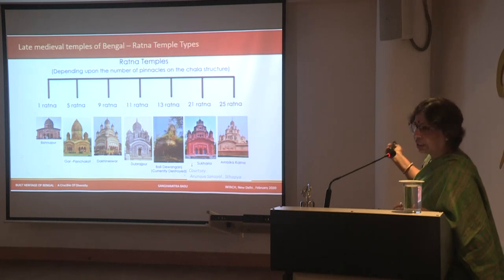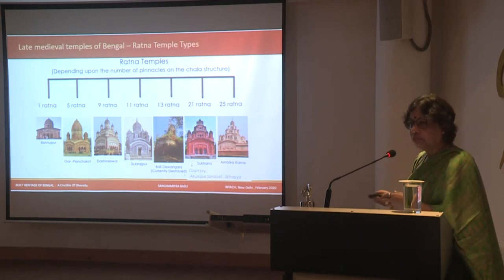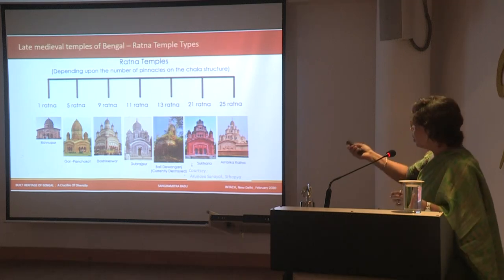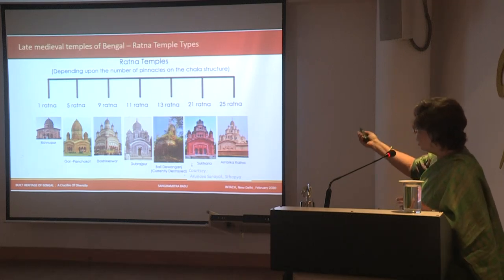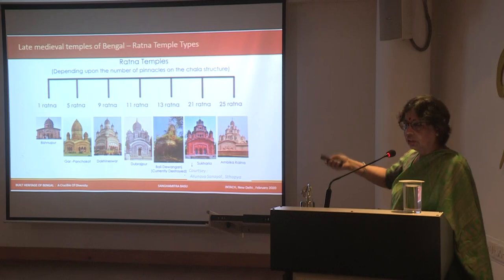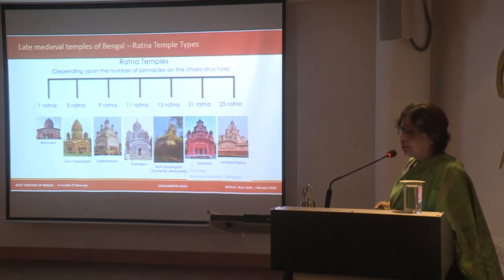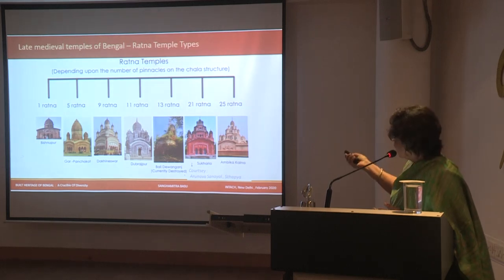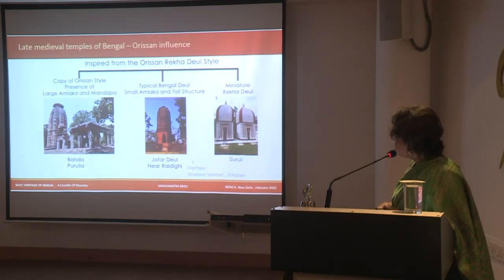So these are the Ratna temples. If I go by Makichan's book, there are more than 100 classifications. There are only a few that were the Ratna and Chala temples, I say Pancharatna and other things. I've seen in a small village there can be 18 towers also, and some of them are in very bad shape. And this is how the Orissan style is.